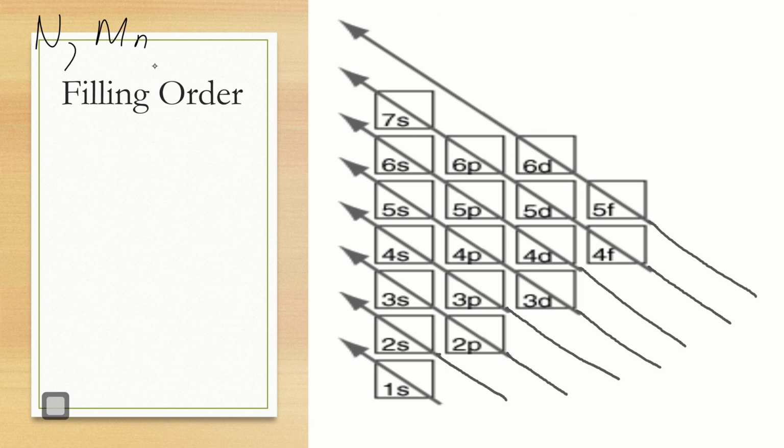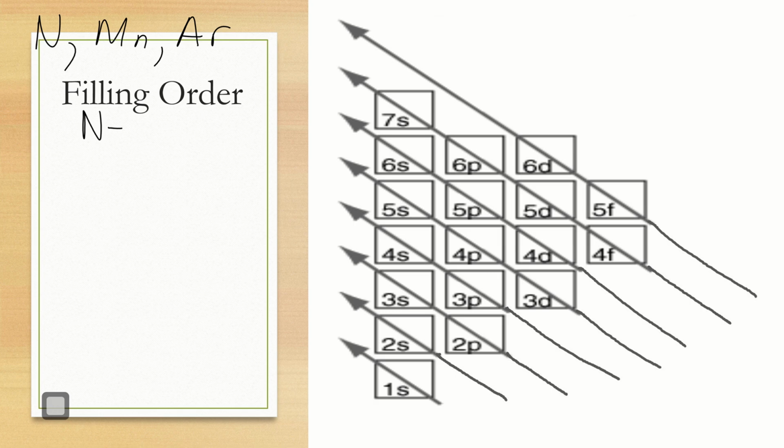Nitrogen, manganese, argon. All right. So the way this would work is I would look at my periodic table. Let's start with nitrogen. Okay? And I'm doing electrons, and we're assuming all the atoms right now are neutral. So I look at nitrogen, and I need to know how many electrons I have.